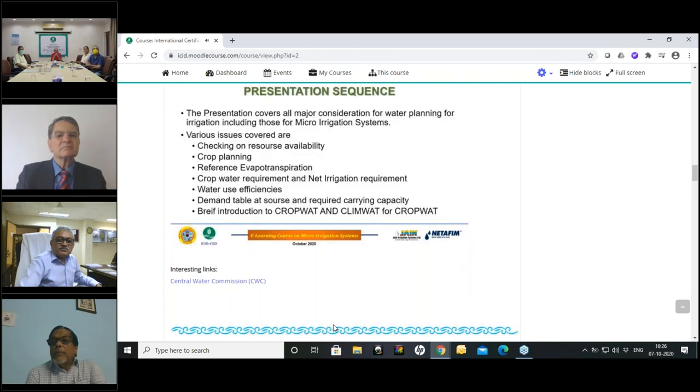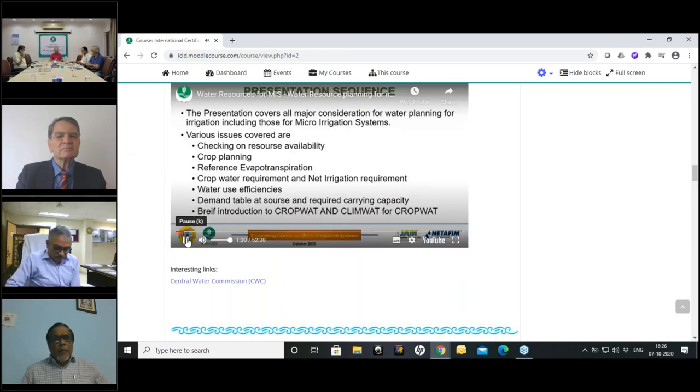So, as far as presentation sequence is concerned, the presentation covers all major considerations of water planning for irrigation, including, of course, those for micro irrigation systems. Various issues which are going to be covered in the presentation: checking on resource availability, crop.